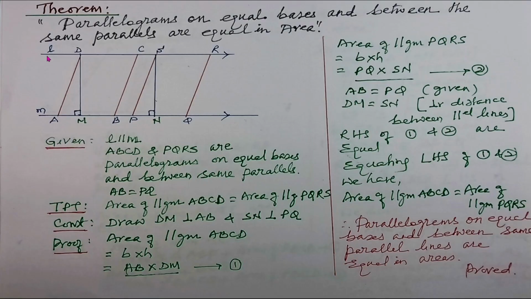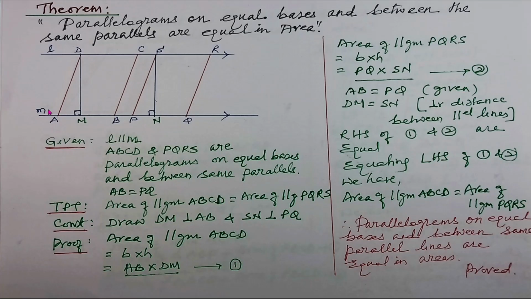Now, what does that mean? There are two parallel lines L and M. L and M are two parallel lines. We have a parallelogram ABCD and a parallelogram PQRS. Now, the bases AB and PQ are equal, that means AB is equal to PQ, and we have to prove that the areas of these two parallelograms are equal. Now let us understand the method of proving the theorem.